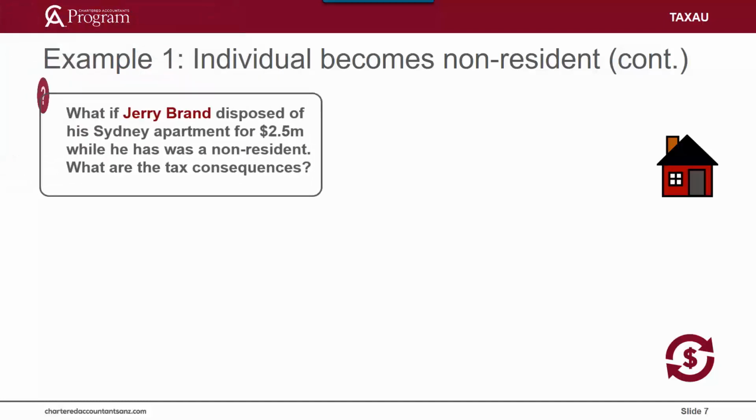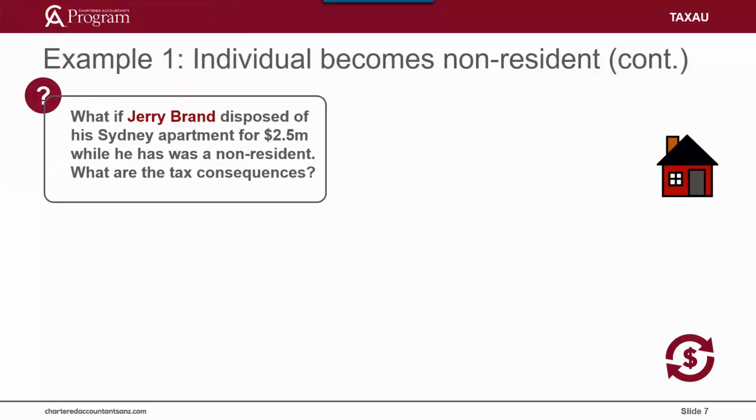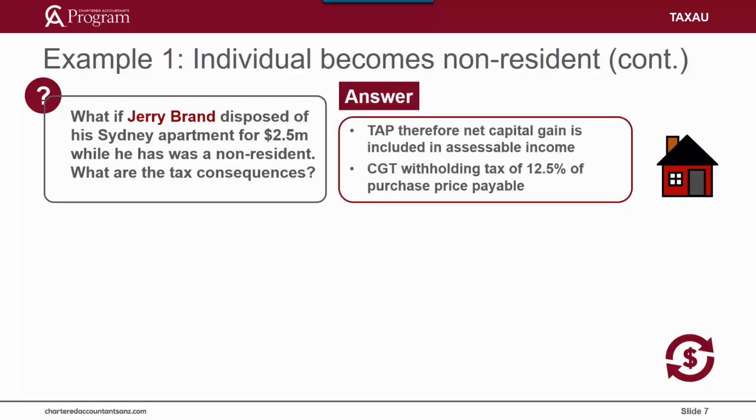What if Jerry sold his Sydney apartment for $2.5 million while he was a non-resident? What are the tax consequences for Jerry? The correct answer is that Jerry would be subject to CGT on disposal of the apartment as it is taxable Australian property. So even though he is a non-resident, he would need to lodge an Australian income tax return and include his net capital gain in his Australian assessable income.